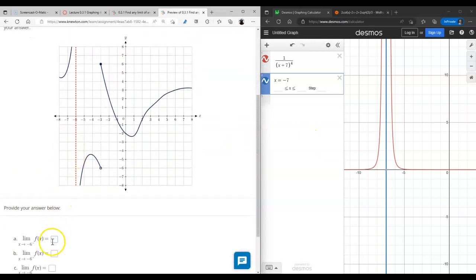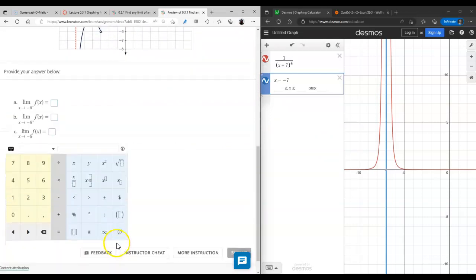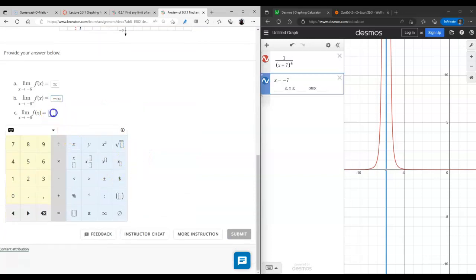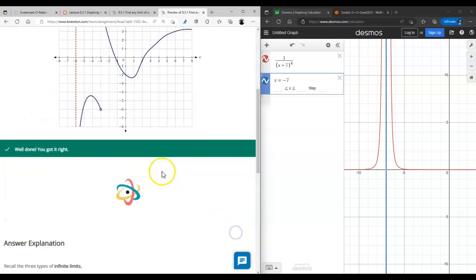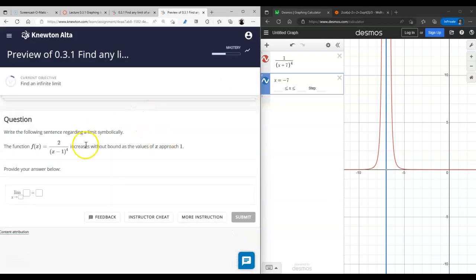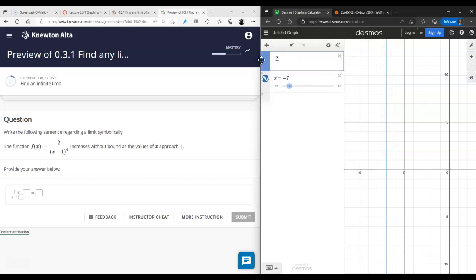At -6, we have infinity. On the right side, we have -infinity. The two-sided limit does not exist, and that's it. It's that easy. Here, not given, so we graph it ourselves.